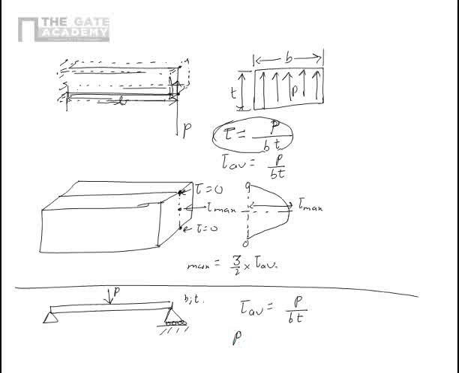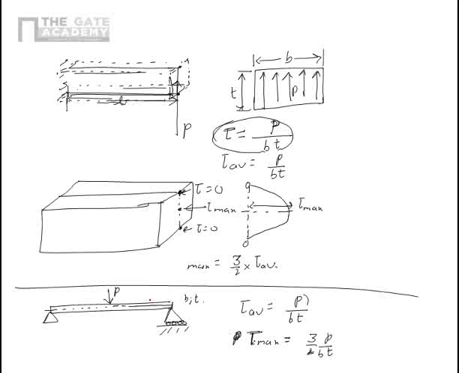But the max shear stress value, tau max, will be equal to 3/2 of P by BT. The reason is that the shear force anywhere in this beam is P. So these are the average and maximum values of shear stress anywhere in the beam, and they occur at the neutral axis.